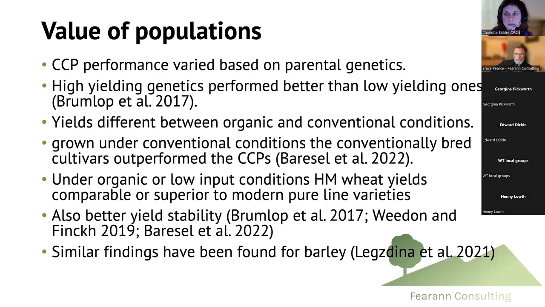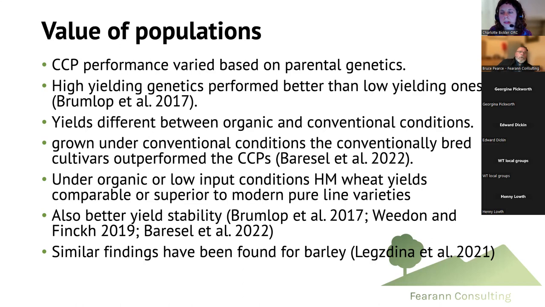And actually, it's very clear that the performance is based on the parental genetics. So what we had within the YQ was a mixture of both yielding and quality varieties. But what we saw is that high yielding genetics in a population performed better than low yielding ones. That's not surprising. When we did the initial work looking at the Q population and the Y population and the YQ, the quality did perform poorer. And that goes back to Henny's presentation about this trade-off between yield and quality.